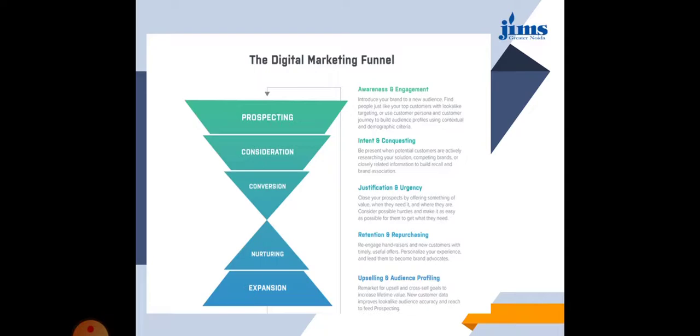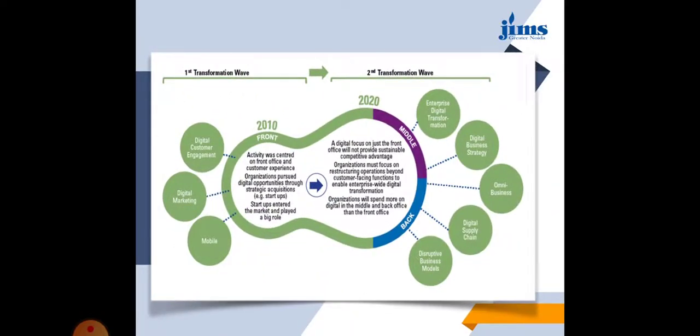Next is upselling and audience profiling, right? So let's see what this says. This says remarket for upsell. That means if you want to enhance your sales, you need to do the marketing or promotion of your product again and again. That is the upsell part, right? New customer data improves look-alike audience accuracy and reach to feed the customers, the prospective customers, right?